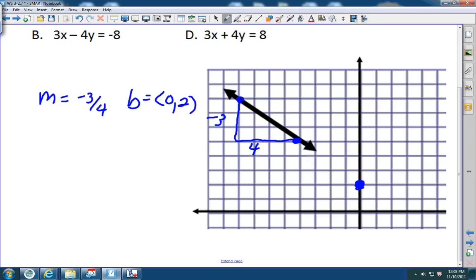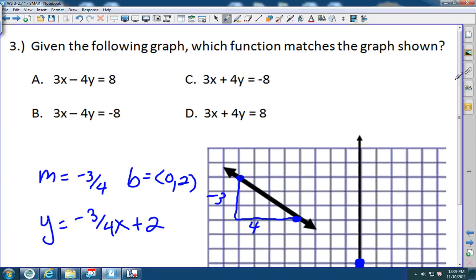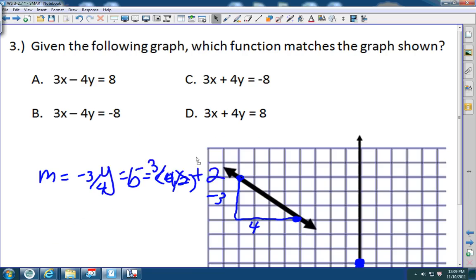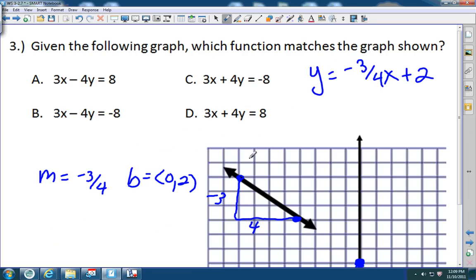So let's write the equation of this line now. I'm going to write y equals negative 3/4 x plus 2. Now, to find my answer, I've got to find it in standard form. First thing you need to do is move your x to the left-hand side. So I need to add 3/4 x to each side. I get 3/4 x plus y equals 2.